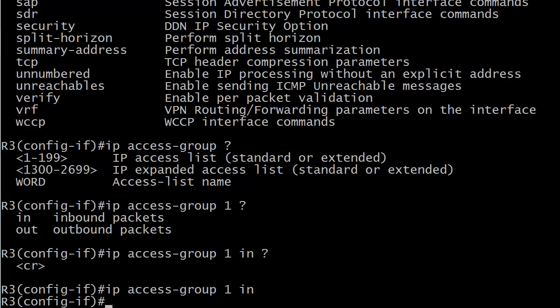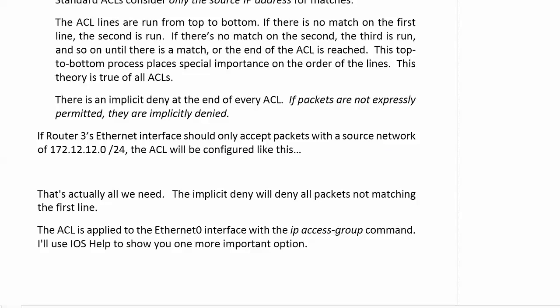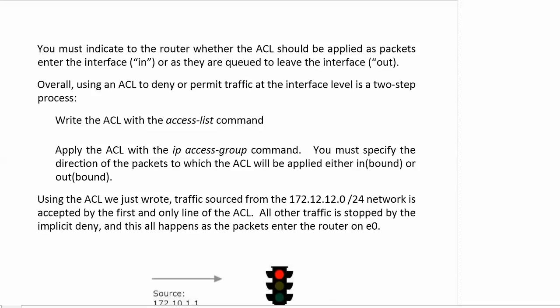That would be it right there. IP access group 1 in. And again, we saw the in at the end because you've got to indicate to the router whether that ACL should be applied as packets come into the interface or as they are queued to leave the interface, that being out. They are not technically in the queue yet when they're stopped by an outbound ACL, by the way. They're actually between the routing engine and the transmission queue. But we just know that they're not leaving. That's what we're concerned with right now.